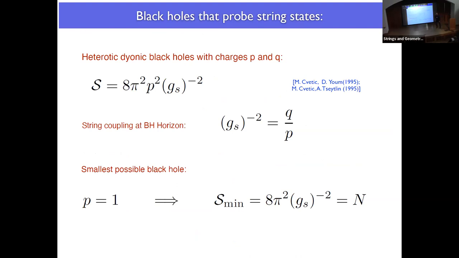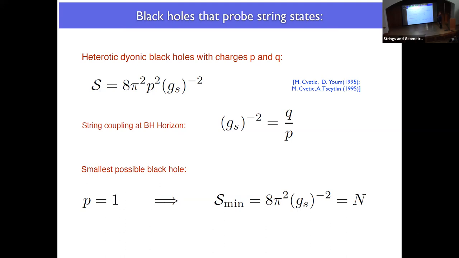The easiest example, I think, which you can imagine is some heterotic black holes, in heterotic string theory, with one single magnetic charge and one single electric charge. Then the entropy can be nicely expressed in terms of the square of the magnetic charge, say P, times g_s to the minus 2, where g_s is the heterotic string coupling. In fact, g_s to the minus 2 is just given by the ratio Q over P at the horizon. So if you put this back, you get the familiar formula that the entropy is just the product of P times Q. And now, what is the smallest possible black hole?